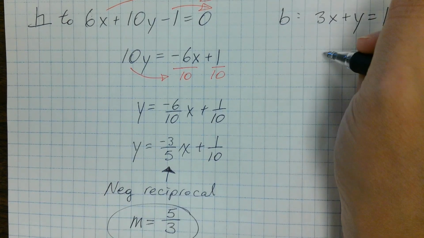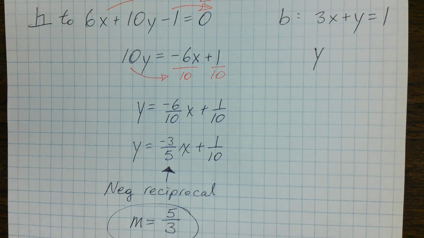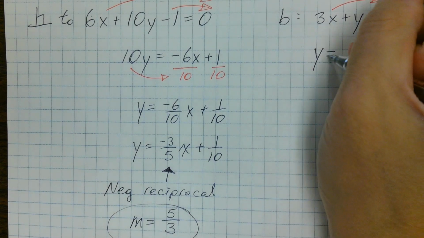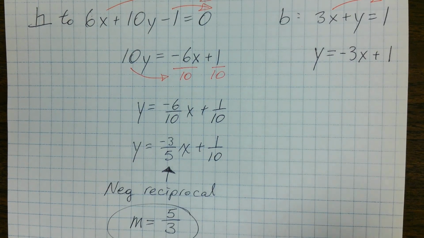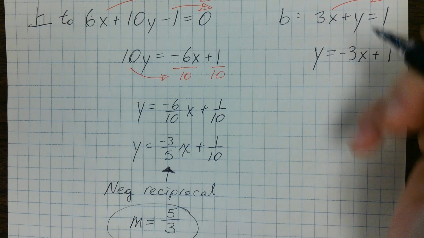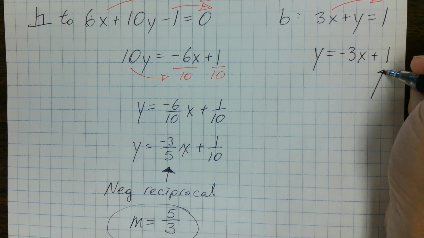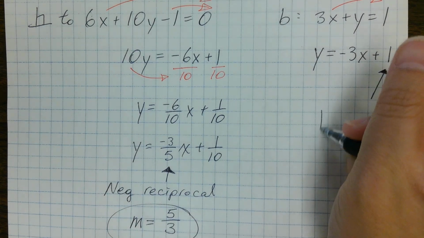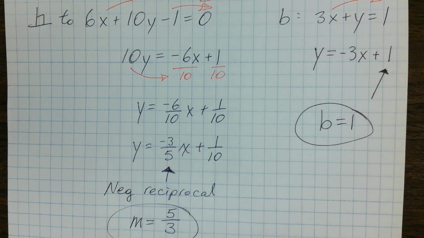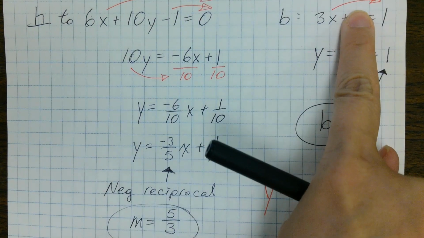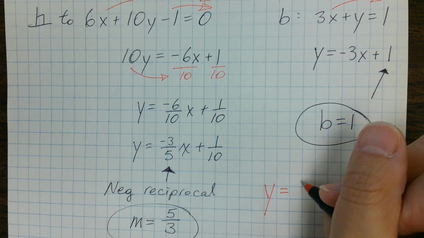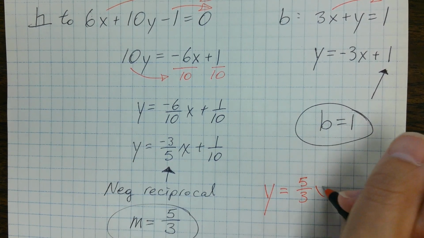I want the same y-intercept as this line. So when I rearrange this by moving the 3x over, I get y equals negative 3x plus 1. I just want the y-intercept, which is this right here. My y-intercept, so b, is 1. So therefore, what's my equation? What's the equation of the new line that's perpendicular to this and has the same y-intercept as this? Perfect.